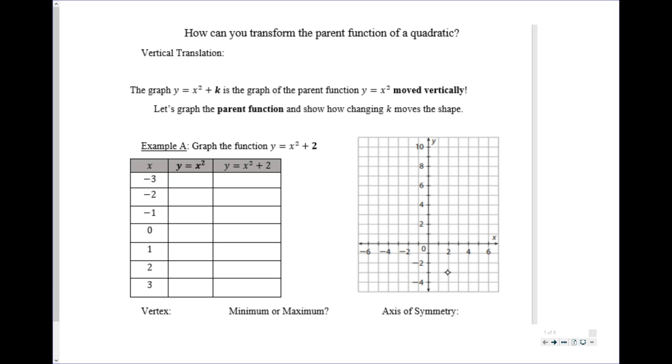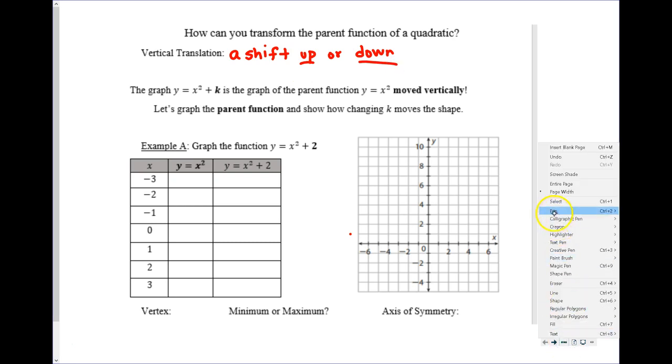So the first kind of translation or movement we're going to talk about is vertical. A vertical translation is a shift up or down, right? Because a vertical line looks like that, right? It's an up and down line. So a vertical translation is a shift up or a shift down. Okay? So take a look here.